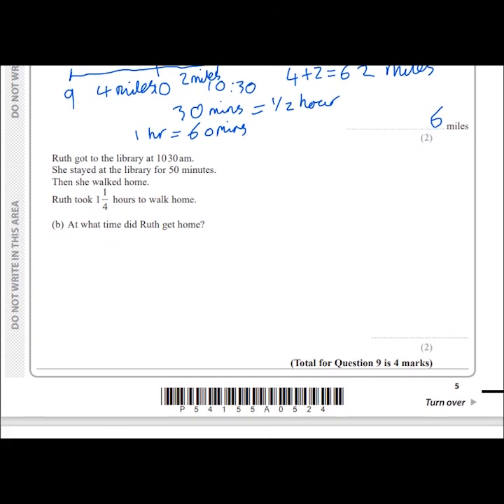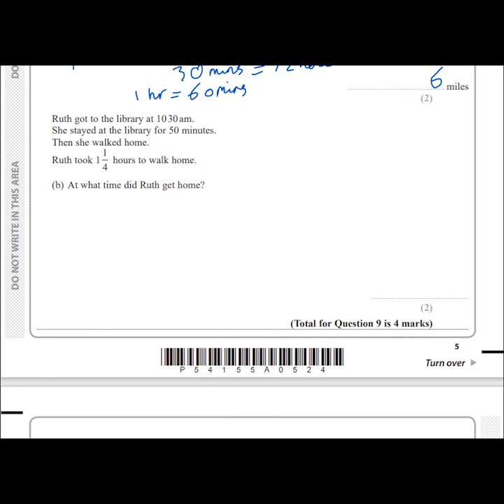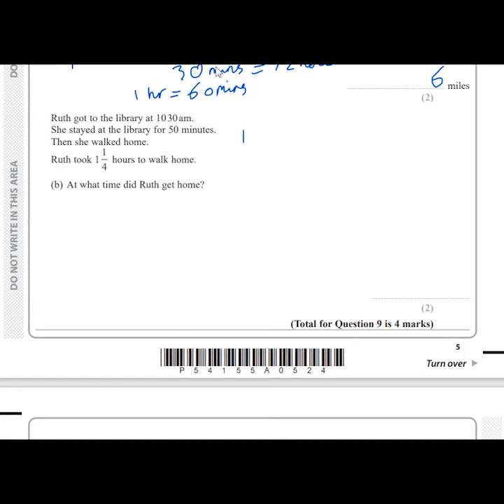Ruth got to the library at 10:30 a.m. and she stayed at the library for 50 minutes. Then she walked home. Ruth took 1¼ hours to walk home. At what time did Ruth get home? So what we've got, we'll draw a little timeline up here again. At 10:30, she gets to the library. Then she's at the library for 50 minutes.